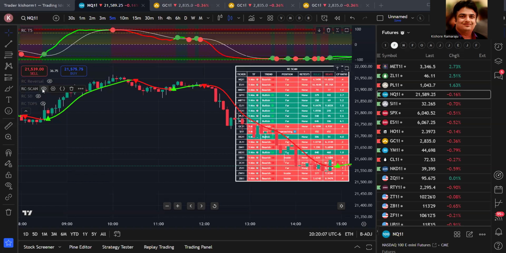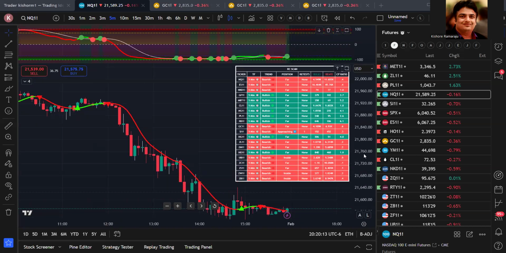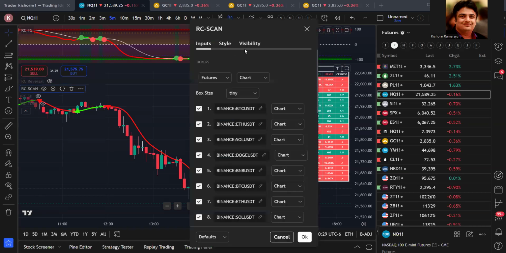So there is another tool called RC scan. This is another very important tool, a great tool in your toolkit which will help you to identify opportunities. Just like the other screeners, this is another screener which is very, very helpful. For example, if I want to check for India stocks, I can go and select India.